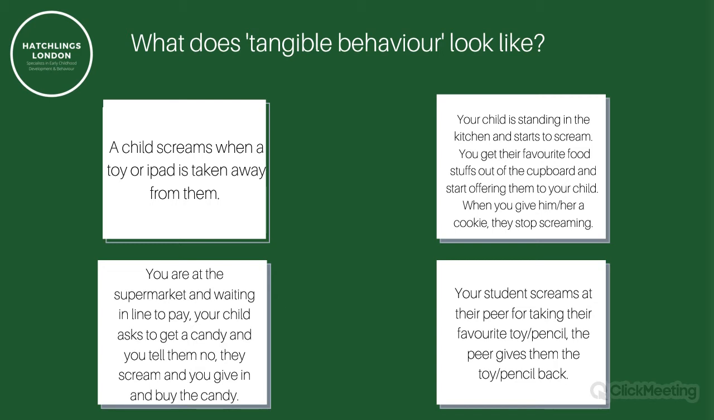The second is your child is standing in the kitchen and starts to scream. You get their favorite food out of the cupboard and start offering it to your child. When you give him or her a cookie, they stop screaming. The third example is you're at the supermarket waiting in line to pay. Your child asks to get candy and you tell them no. They scream, and in order to get them to stop screaming, you give in and buy them the candy. And the fourth example is your student screams at their peer for taking their favorite toy or pencil. The peer gives them the toy or pencil back.